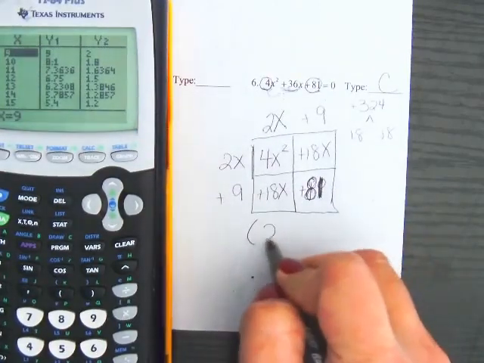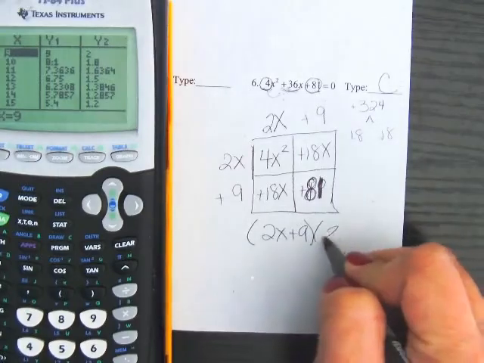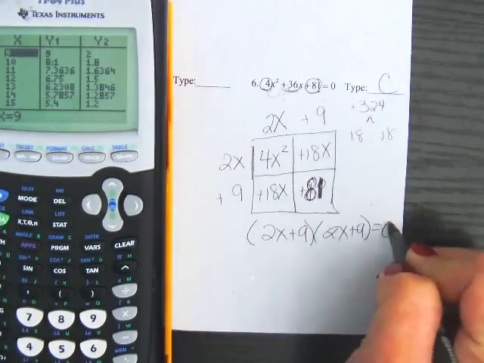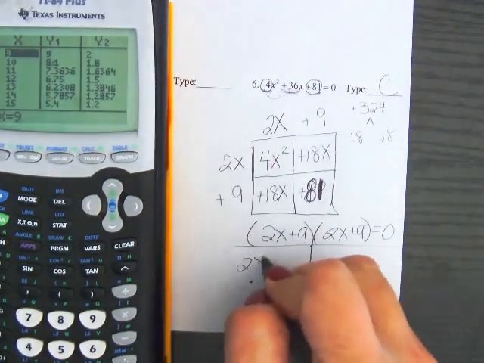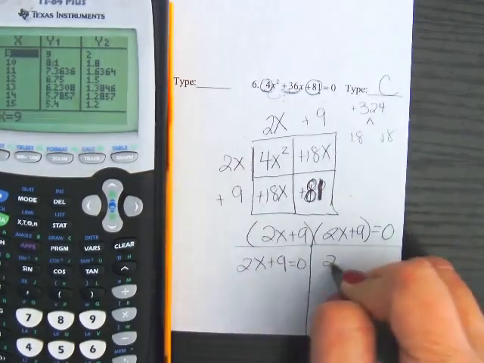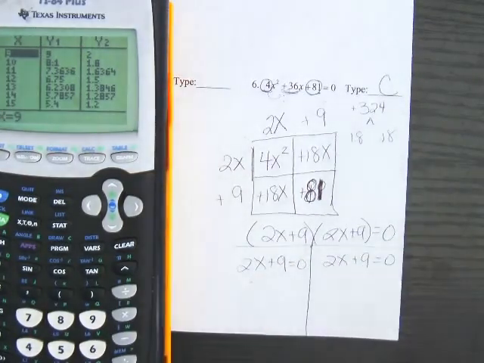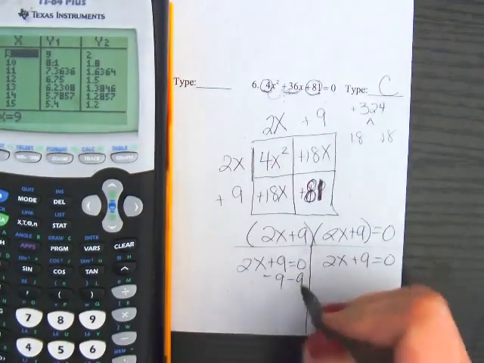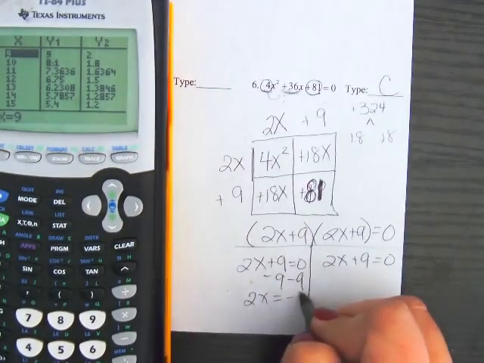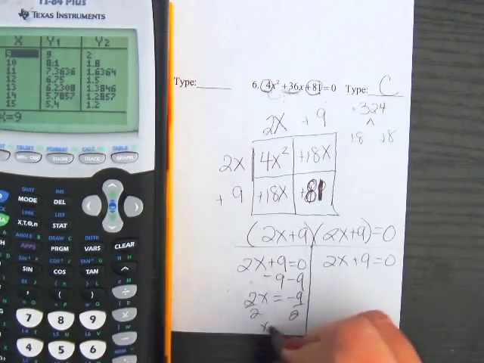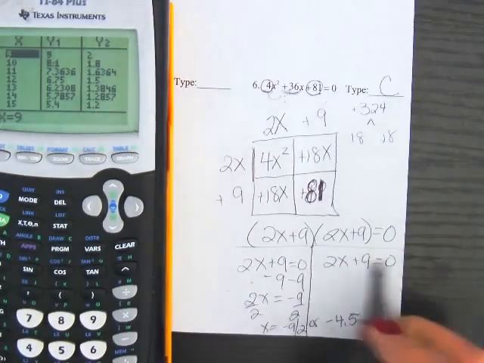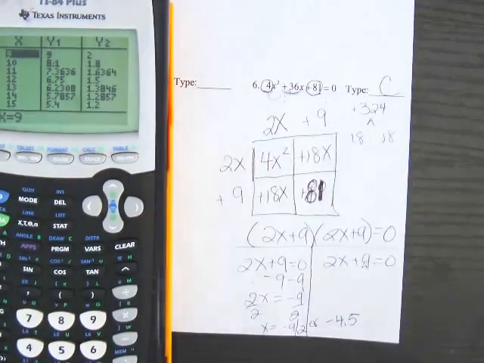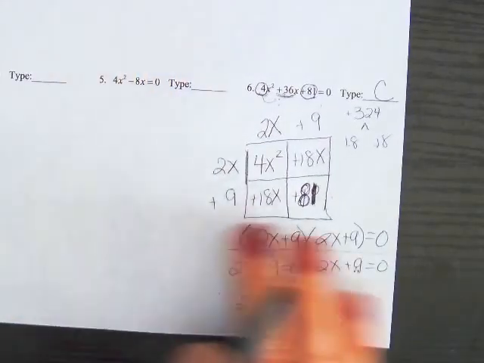So my factors of this one are 2x plus 9 and 2x plus 9 equal to 0. And after I do that, tee off, set them both equal to 0. And solve. And I really only have to do one because they are the same thing. 2x equals negative 9, divided by 2. X equals negative 9 over 2 or negative 4.5. And again, this is the same thing, so we're going to have only one solution for this one. That means it crosses the x-axis only one time.